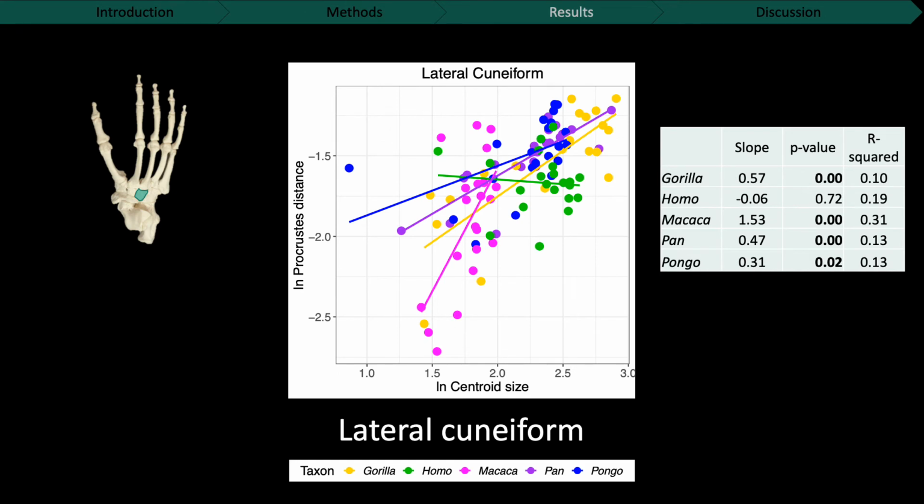In the lateral cuneiform, again, all taxa show slopes significantly different from 0 except for Homo, and in pairwise comparisons, Macaca shows a greater degree of shape change than all the other taxa. Gorilla also shows a greater degree of shape change than Homo.